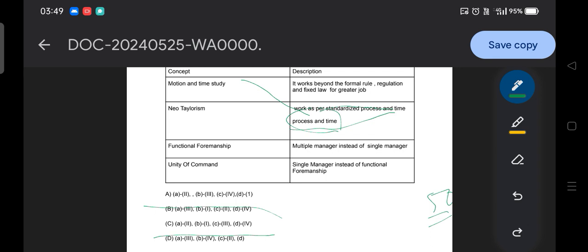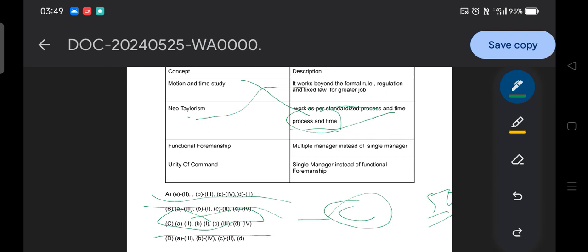Then what does new Taylorism mean? It works beyond the formal rules, regulations and fixed laws to get the job done. New Taylorism is option B to first. So you can eliminate this one also, and the remaining one is option C, and option C is our answer. Okay, option C is the answer.